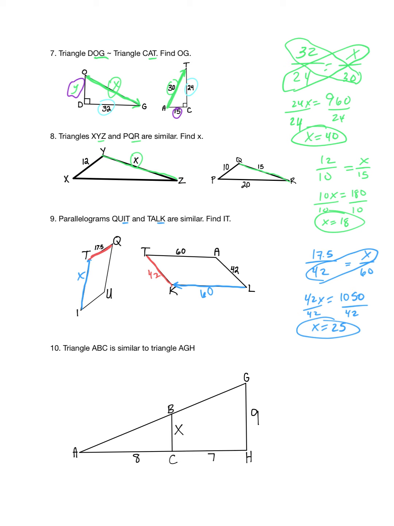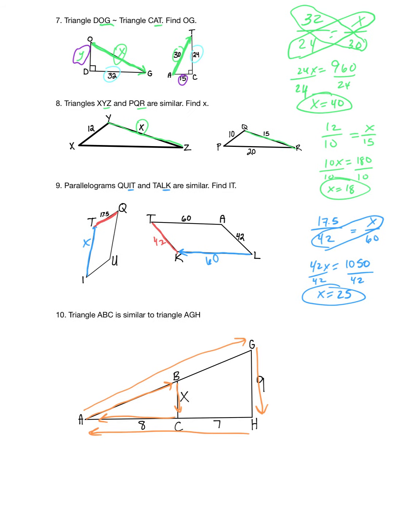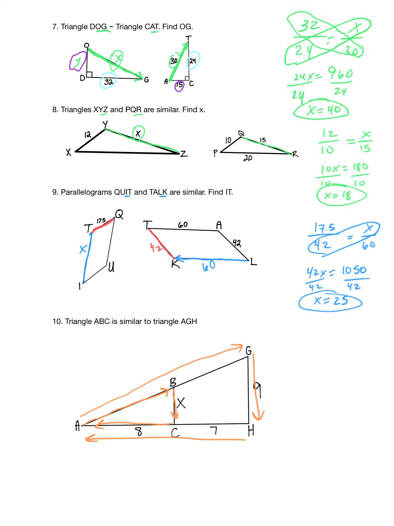Triangle ABC is similar to triangle AGH. So A, B, C is similar to triangle A, G, H. Okay. I guess it's wanting us to find X. So let's go ahead and say that X is going to be similar to 9, right? X and 9.